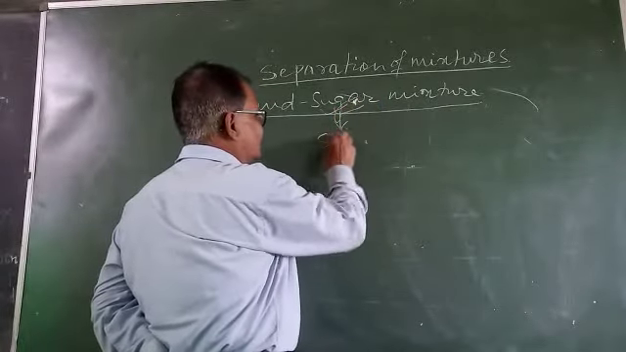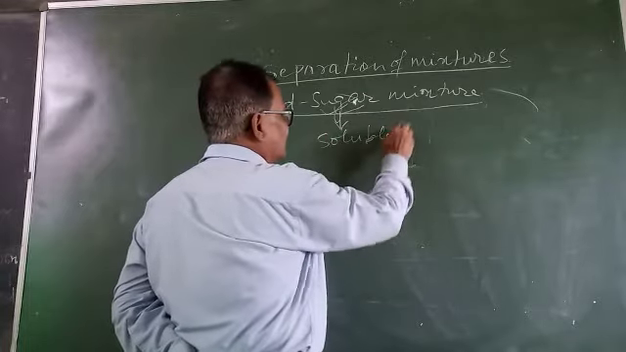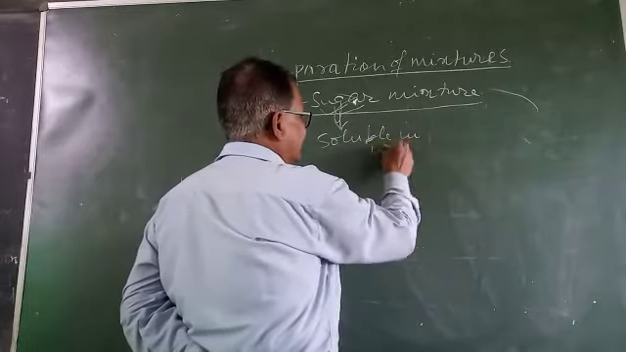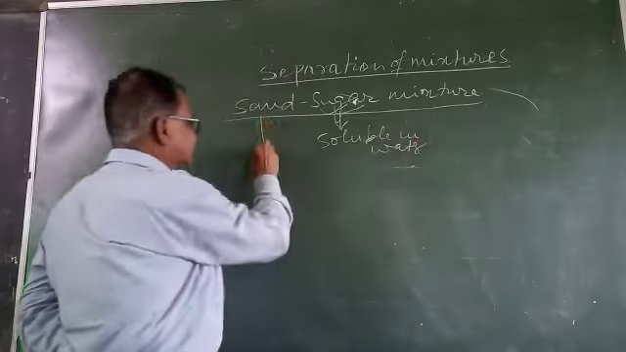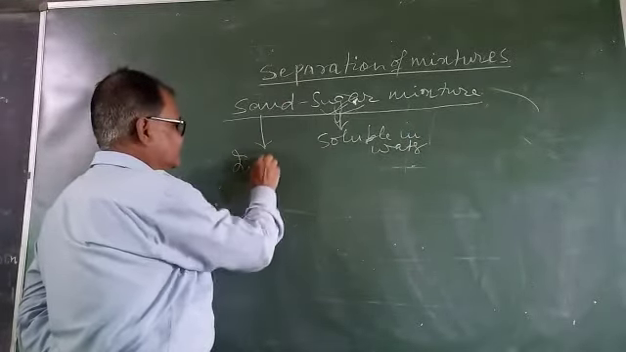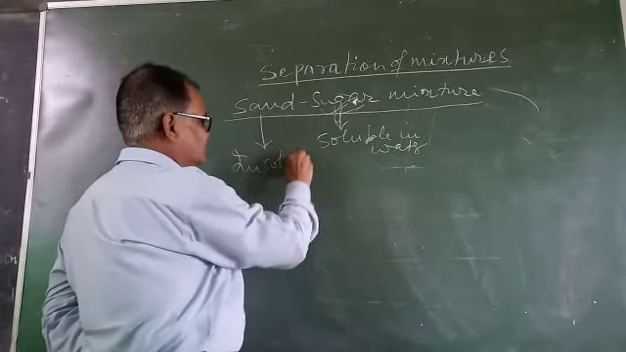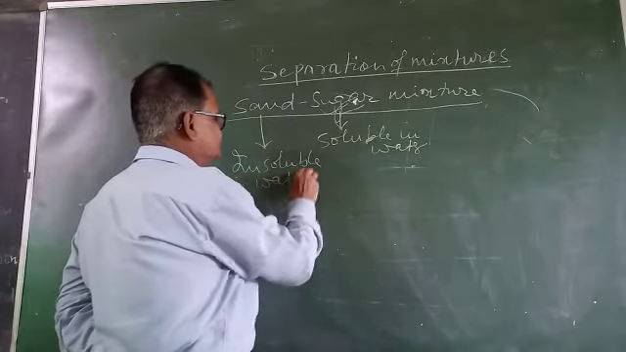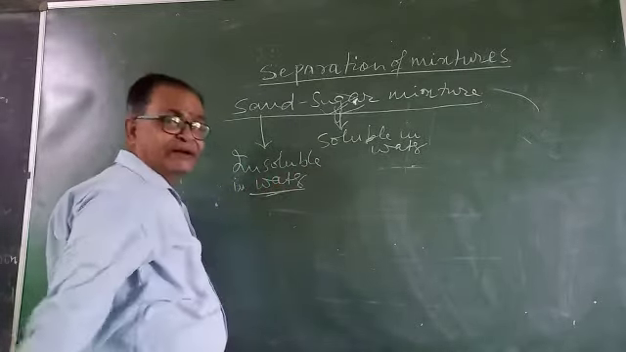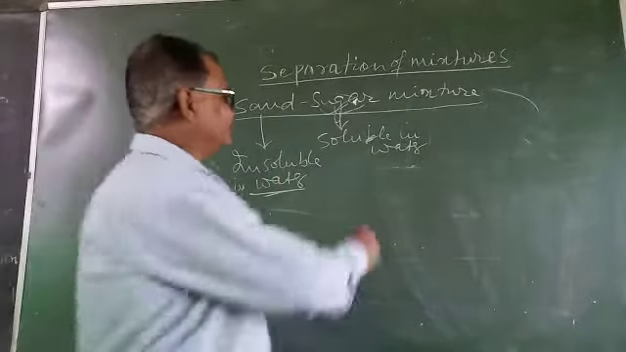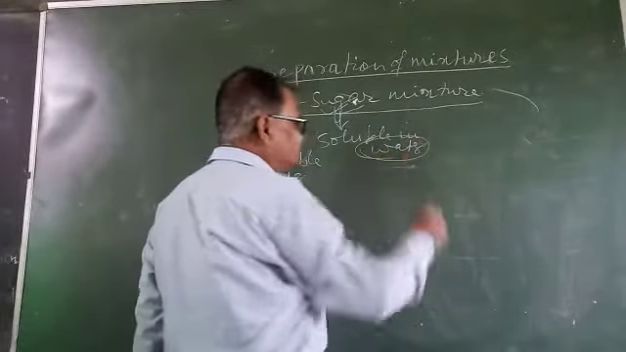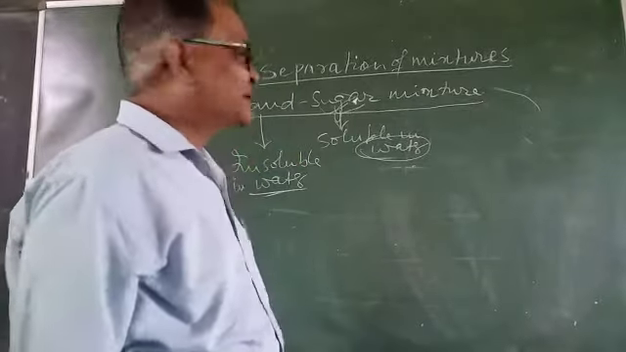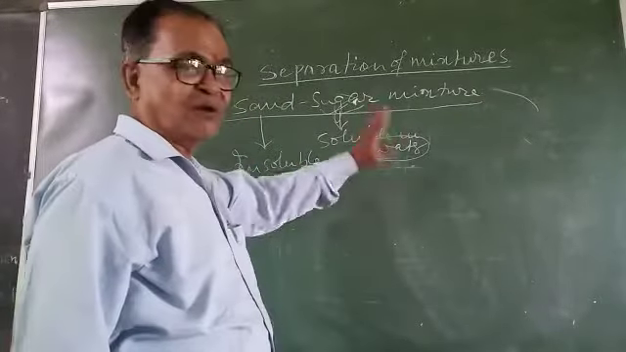We know that sugar is soluble in water, but sand is insoluble in water. So here the suitable solvent is water. Water is a universal solvent. Maximum solids are soluble in water.